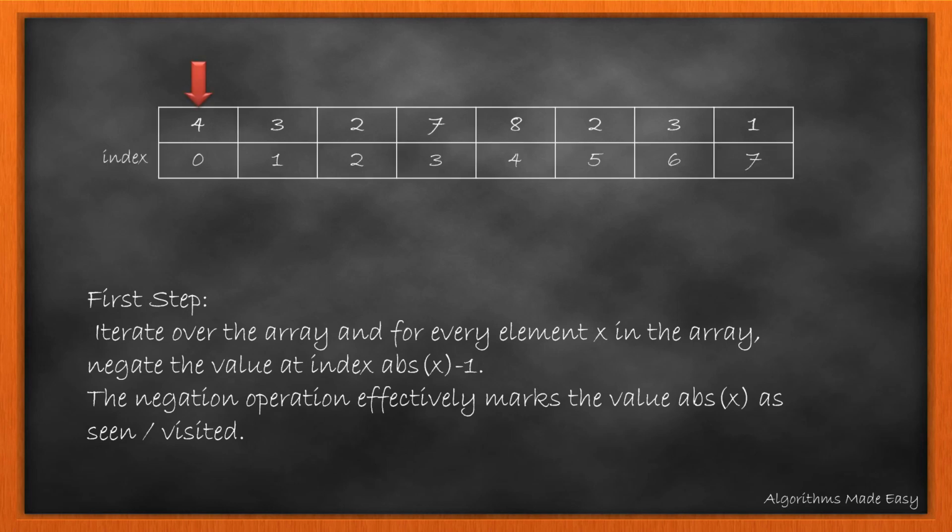For 0th index, the value is 4, and thus we mark the index 4 minus 1, that is 3, visited by negating its value. Moving to index 1, we mark the index 2 as visited by negating it. We repeat it for the entire array. At the end, we get this updated array.